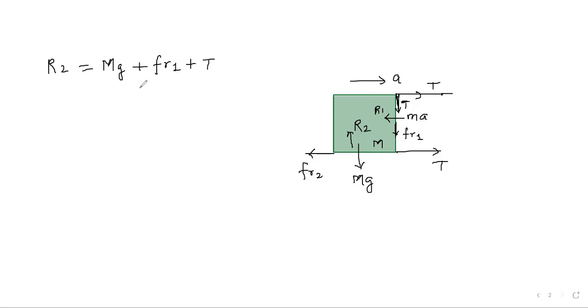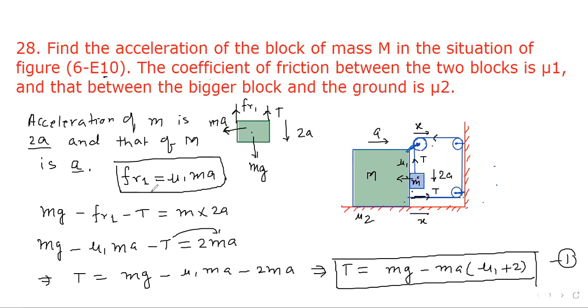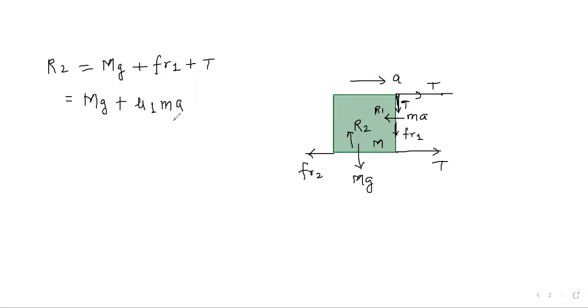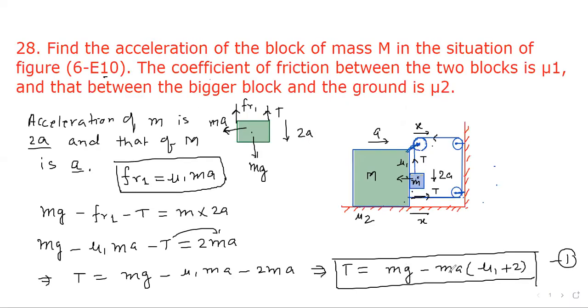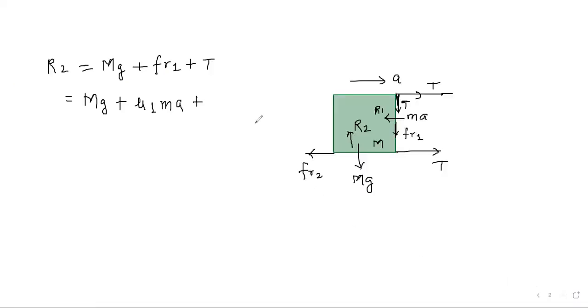Now we can put the values of FR1 and tension. So R2 is equal to capital Mg plus FR1, which is just mu1 times MA. We have already evaluated this. Plus the value of tension we have to put from here, this Mg minus MA times mu1 plus 2. So let's write it. It will become Mg minus MA times mu1 plus 2.